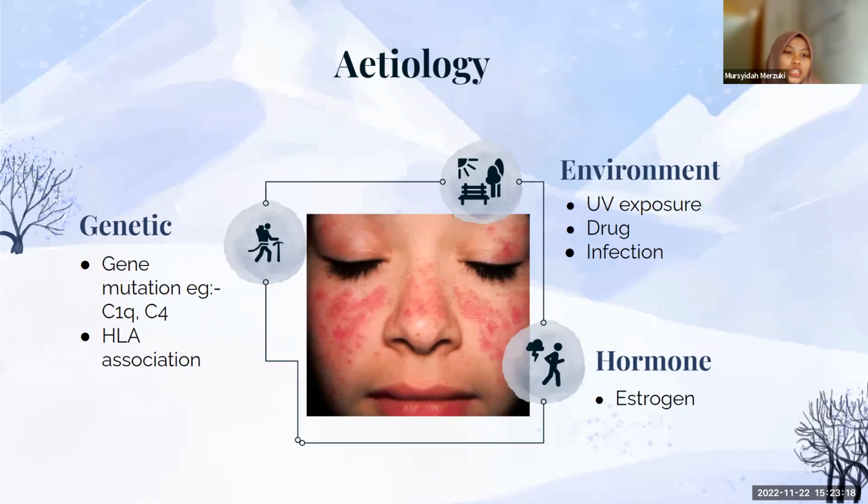Another factor is genetic factor, which leads to gene mutation affecting the complement proteins, mainly C1q and C4, and it can be associated with HLA. And the last factor will be hormonal factors, for example, estrogen and prolactin, because some say that these two can promote autoimmunity, and even some cases of SLE have high prolactin levels. However, it is not well understood.